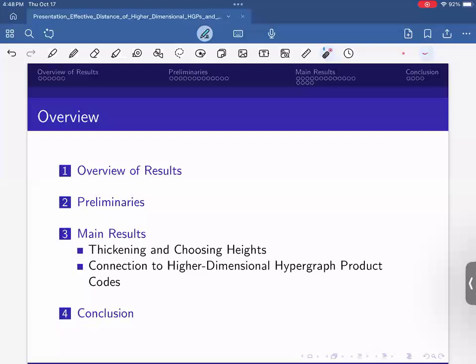For this talk, I'll start off by giving an overview of the results that I want to cover today, and then giving some preliminaries before discussing what the main results are, getting more into the weeds of the details for the proof and everything. Lastly, we end off with a conclusion and some future directions that we can also discuss towards the end.